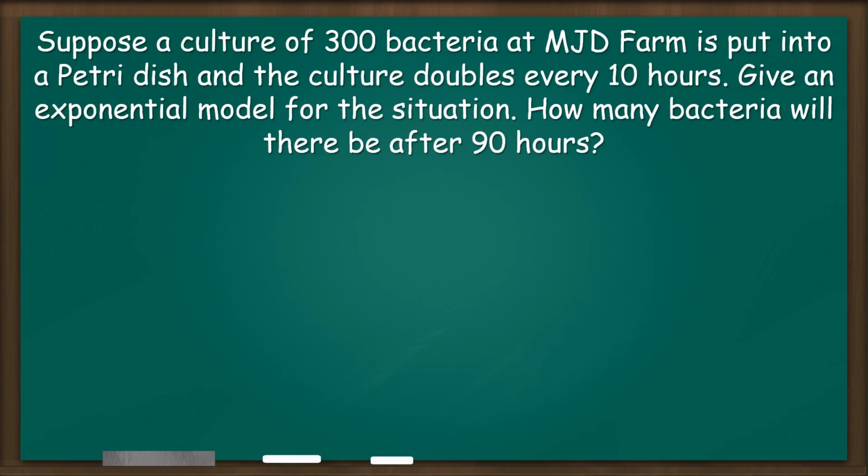Example, suppose a culture of 300 bacteria at MGT farm is put into a petri dish and the culture doubles every 10 hours. Give an exponential model for the situation. How many bacteria will there be after 90 hours?